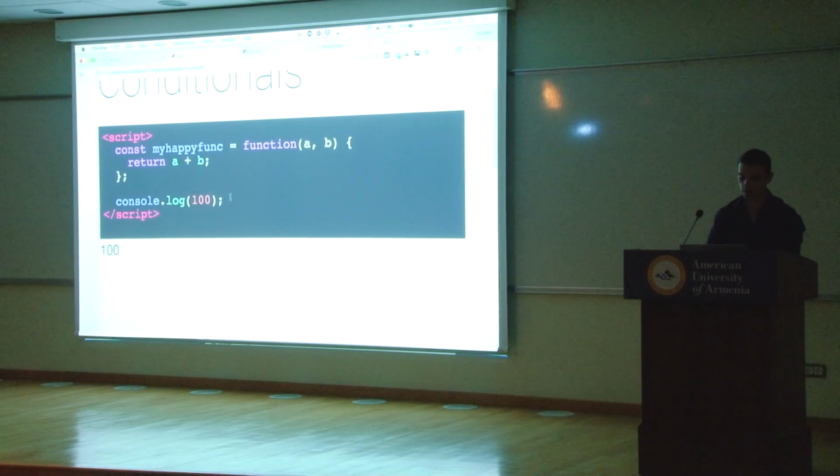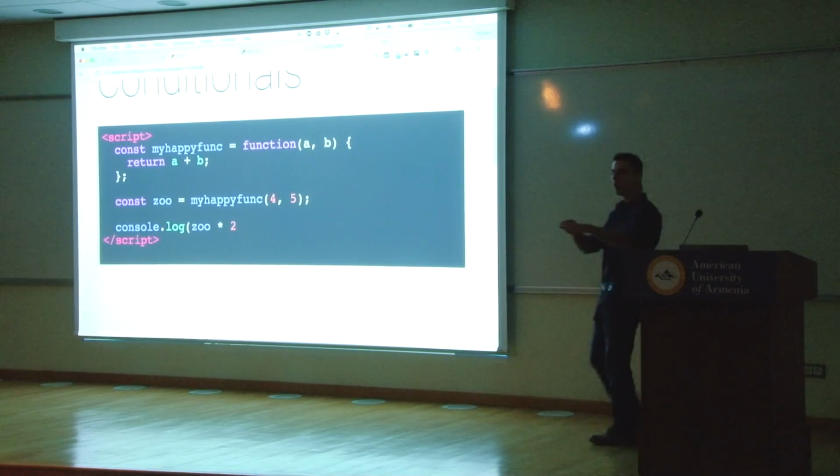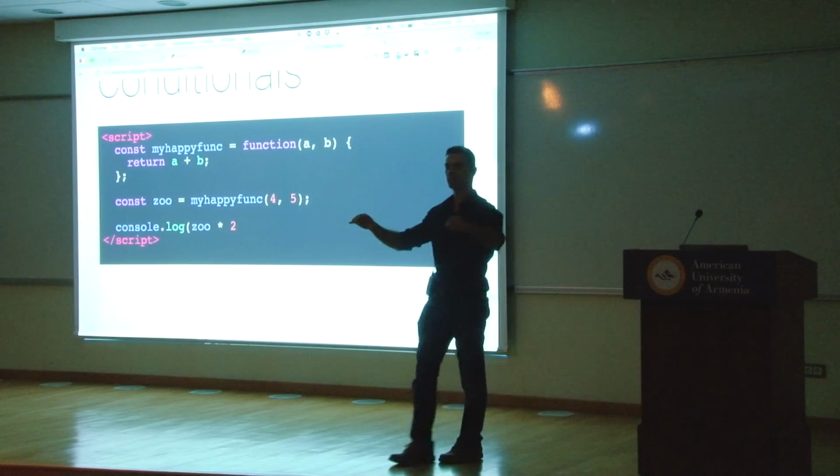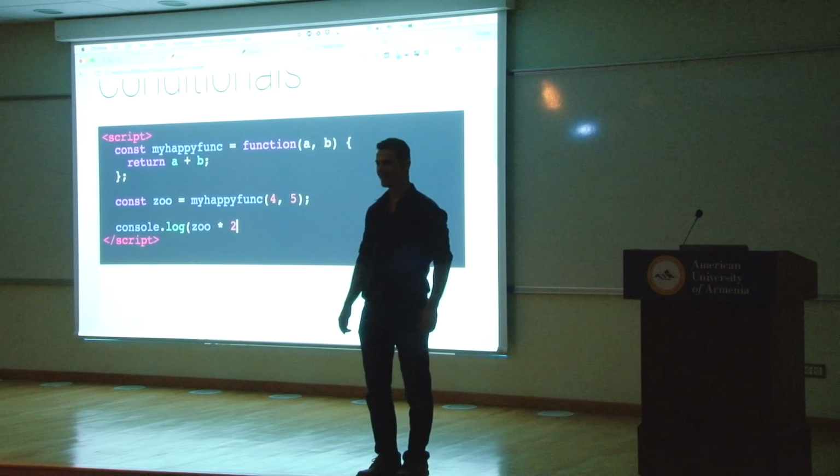Good. Now, let me create another variable, const zoo, and let me call my function with 4 and a 5. Console.log zoo times 2. No one in the front row? Oh, someone raised their hand. Go for it. 18.